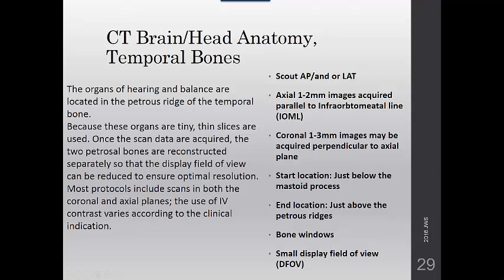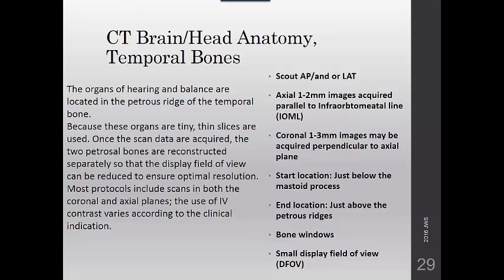Hey guys, this is CT4071 for our positioning class. We are still under lesson 1 for the brain, the CT brain anatomy and procedures that we'll be doing. We're going to do 3 separate exam body parts today: temporal bones, orbits, and facial bones, sinuses. We're going to start with the temporal bones.